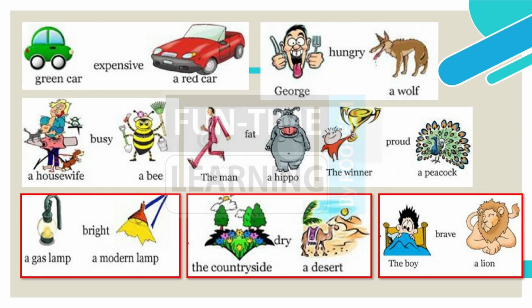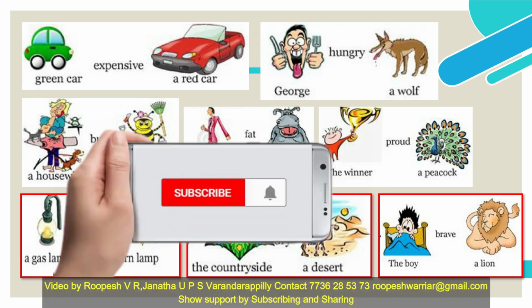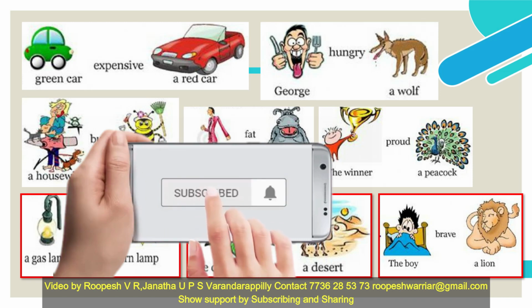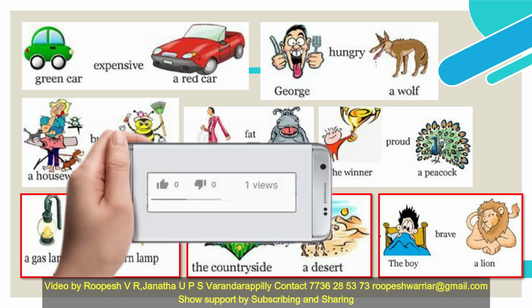The countryside, ഗ്രാമപ്രദേശം, desert. കൺട്രിസൈഡും ഡിസേർട്ടും അതിനെ പറ്റിയിട്ടുള്ള സാമ്യത ഇല്ലായ്മയെ പറ്റിയിട്ടാണ് പറയുന്നത്. The boy, lion, brave is the word, adjective here. So please complete this for the next class.